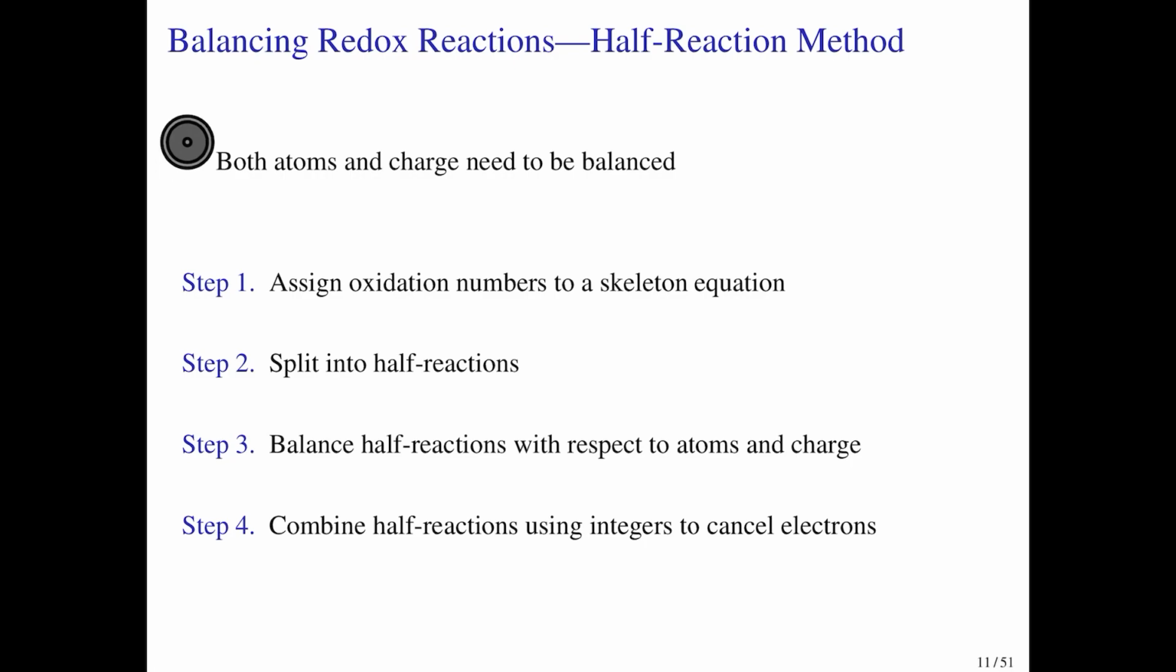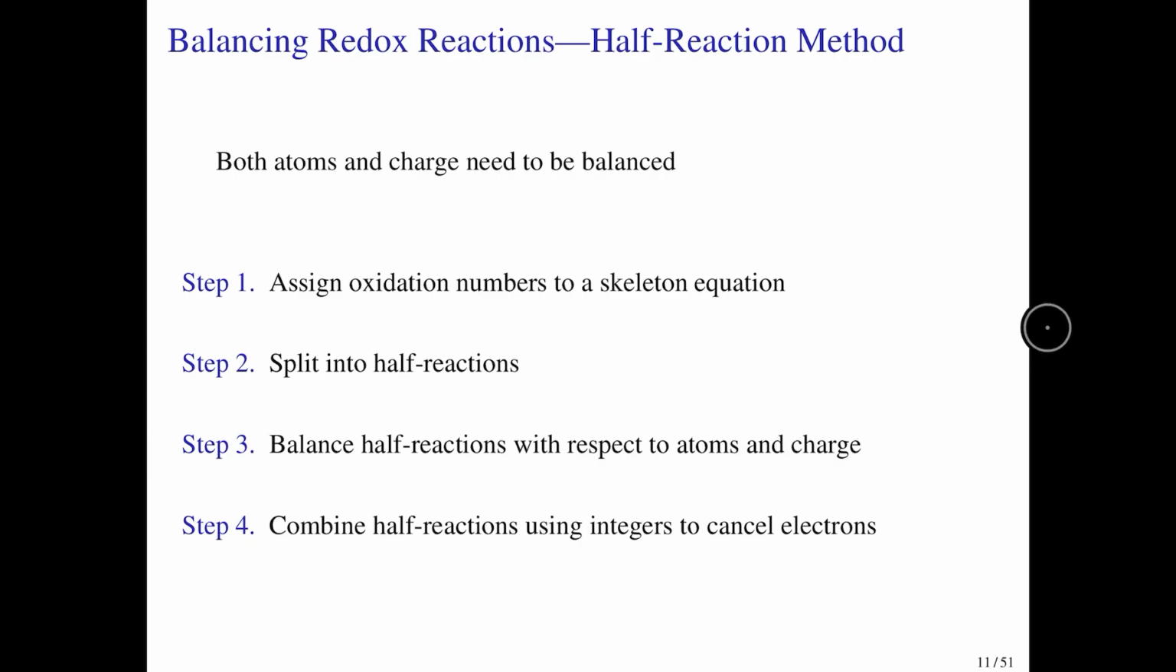The key is you need to balance both atoms and charge in a redox reaction. They both have to be balanced. And so the first step in using the half-reaction method is to assign the oxidation numbers to all of the atoms within the skeleton equation. Then you want to split that skeleton equation into its half reactions. So you have to figure out who's being oxidized, who's being reduced. Then you balance the half reactions with respect to atoms and charge, and then you recombine those half reactions in such a way that the electrons in the half reactions will cancel out.